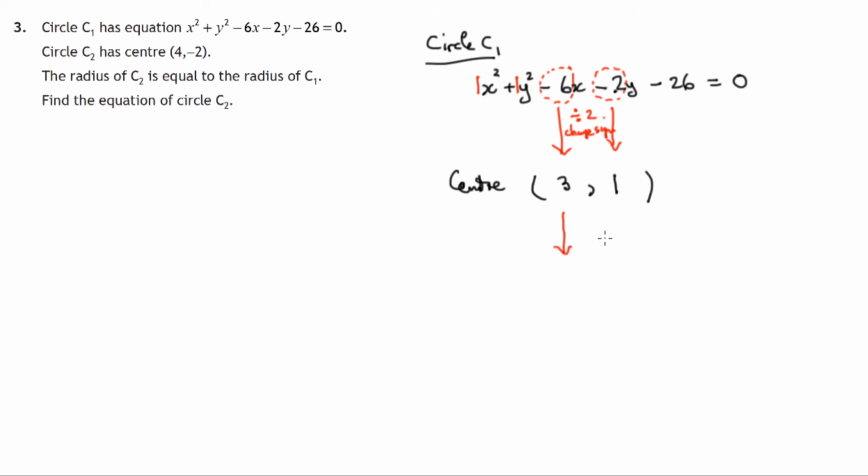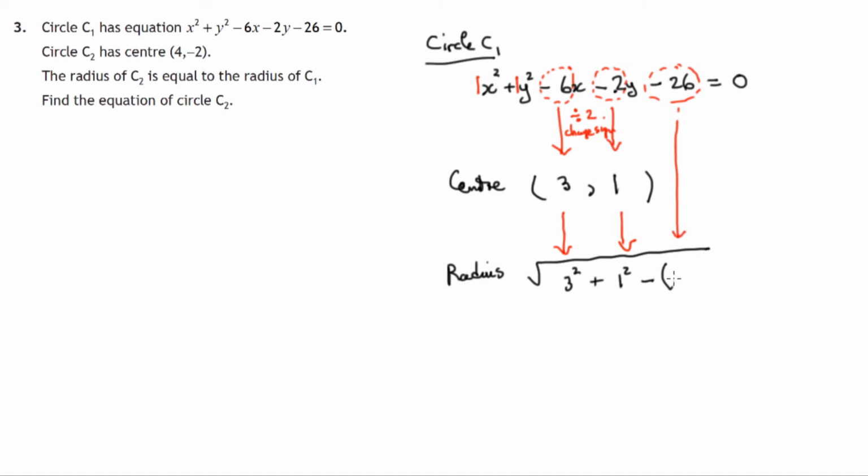And what do we do now? To find the radius, there's a routine we go through. Once we have the centre, the radius will be the square root of, we square the x coordinate, square the y coordinate, add them, and then we take away this number at the end, including the negative. So we'll go through that again. Once we have the centre, square the x, square the y coordinates, that's 3 squared, 1 squared, add them, then take away whatever this constant is at the end of the original equation and include the negative if it's there. So that's the procedure. Let's work out what we get.